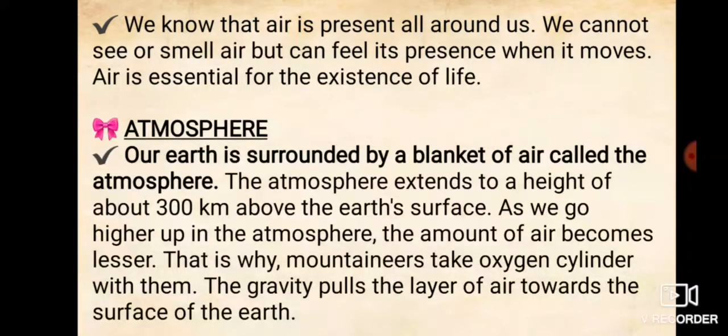Atmosphere. Our Earth is surrounded by a blanket of air called the atmosphere. The atmosphere extends to a height of about 300 km above the Earth's surface. As we go higher up in the atmosphere, the amount of air becomes lesser. That is why mountaineers take oxygen cylinders with them. Gravity pulls the layer of air towards the surface of the Earth.